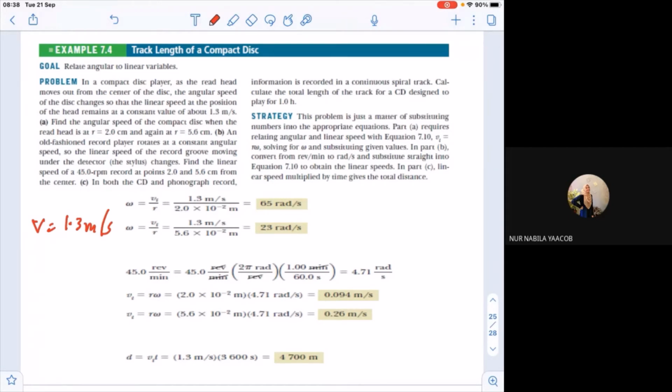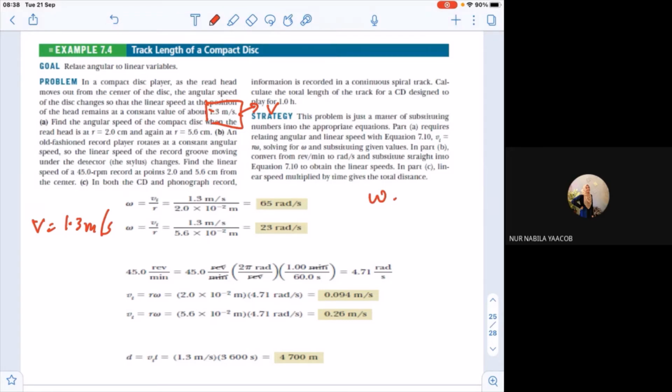There are two possible situations, which is at r equals 2 and also r equals 5.6. At first you need to know that the 1.3 meter per second is V, the tangential speed. So you need to convert it to omega in order to calculate the angular speeds. So you use that value.